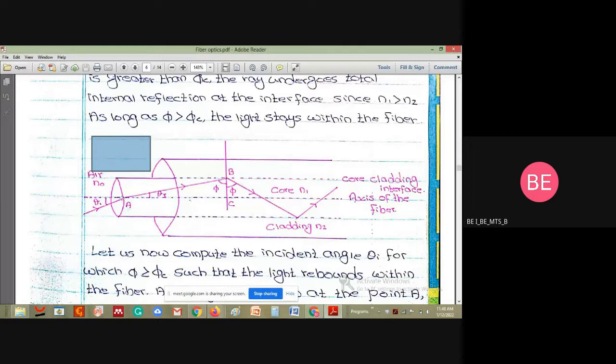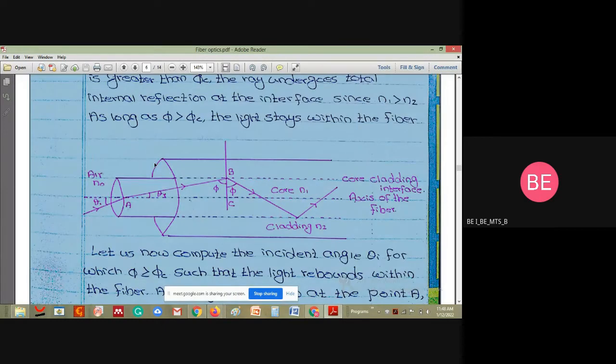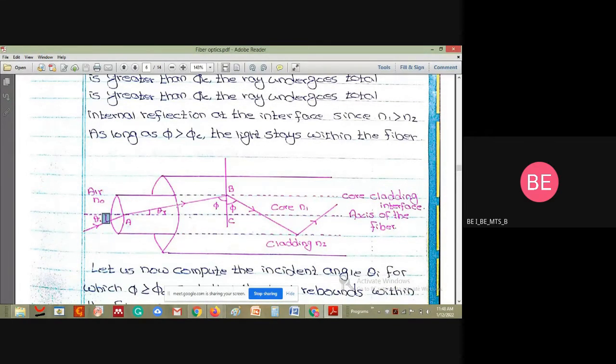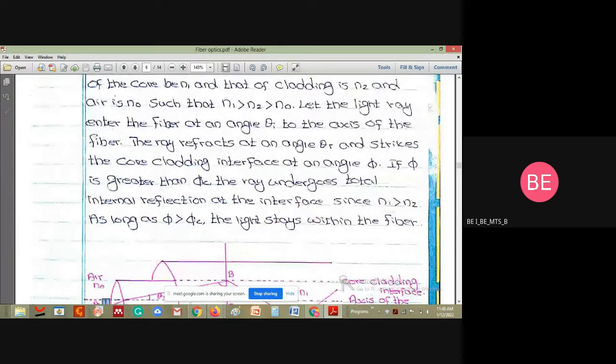You already know angle of incidence is nothing but the angle between the incident light ray and the normal. Since this represents the interface, a vertical line over here will represent the interface between air and core, and hence the axis represents the normal. This is the incident light ray. So this angle represents theta I, that is the angle of incidence. So let a light ray enter the fiber at an angle of theta I to the axis of the fiber.